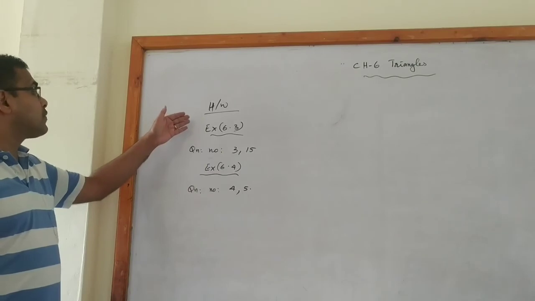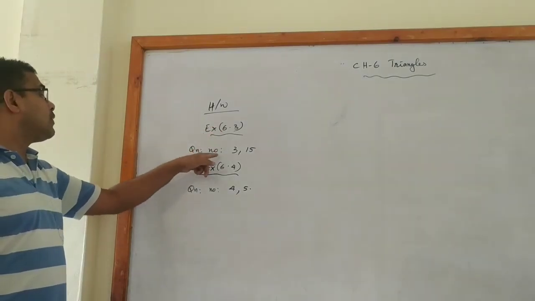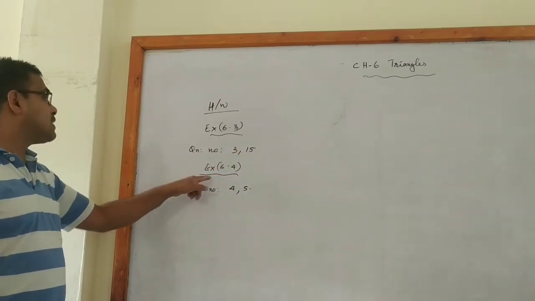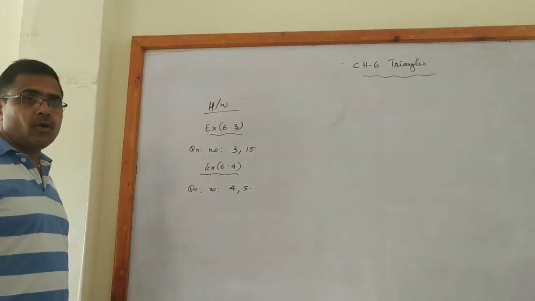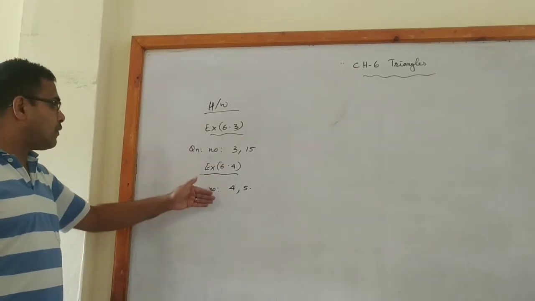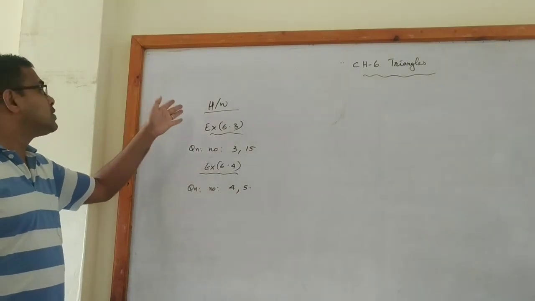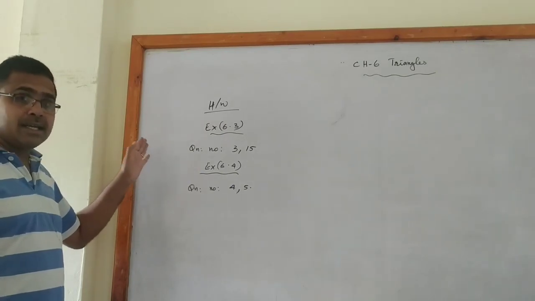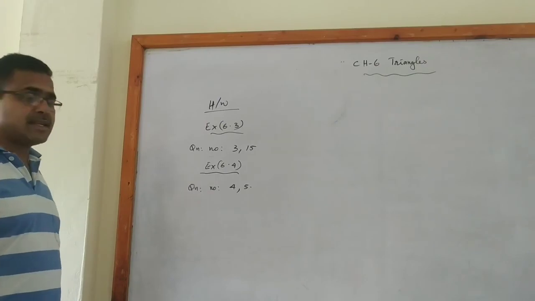Now the homework from these two exercises. From exercise 6.3, you do the homework of question number 3 and 15. Exercise 6.4, question number 4 and 5 also do it as homework. Then after doing this homework, once more you learn the questions that I explained in the video, as well as go through most of the questions and study clearly. Then only we can proceed to the last exercise of this chapter.